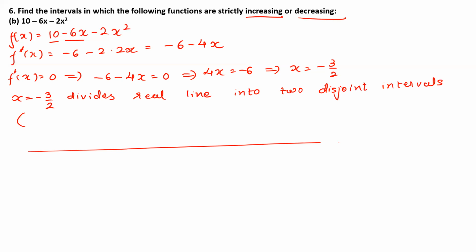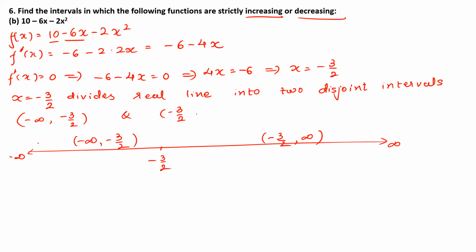How is it dividing? Let's draw and understand. If it is minus infinity to plus infinity, and somewhere it is minus 3 by 2, so you have 2 intervals, minus infinity to minus 3 by 2, and here minus 3 by 2 to infinity. So the intervals are minus infinity to minus 3 by 2 and minus 3 by 2 to infinity.